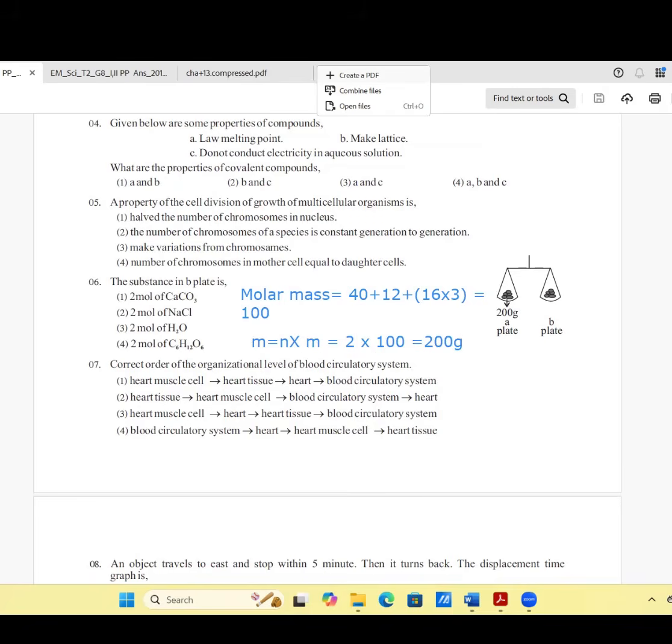Question number 7. Correct order of the organizational level of the blood circulatory system. Answer number 1: heart muscle cells, heart tissue, heart and blood circulatory system.